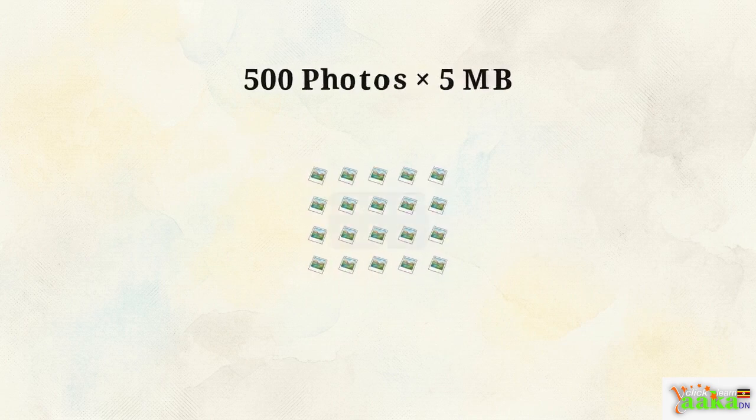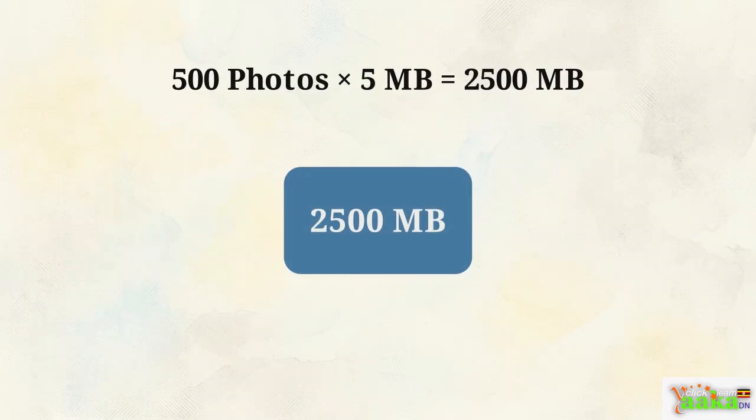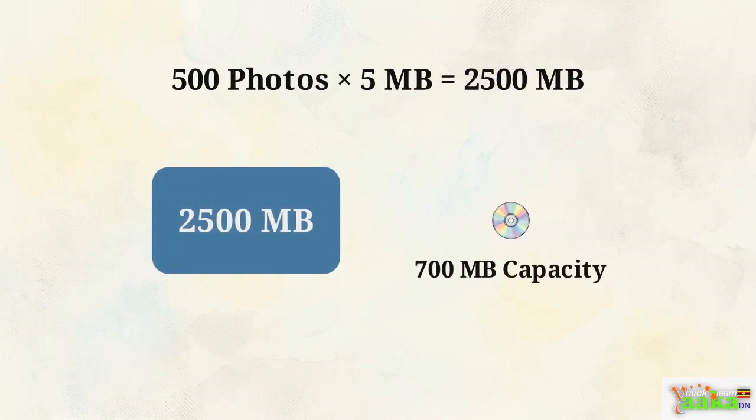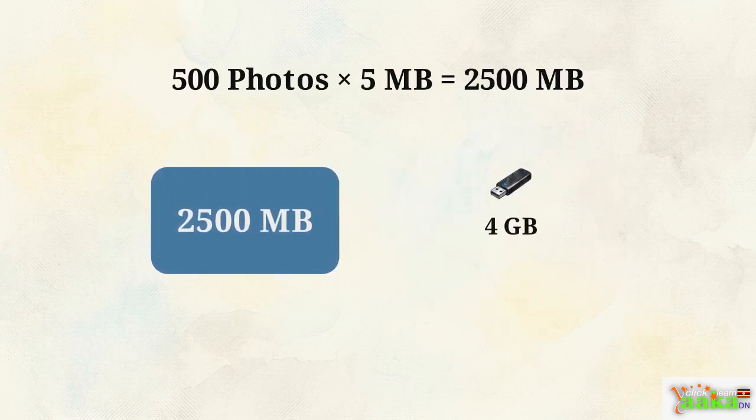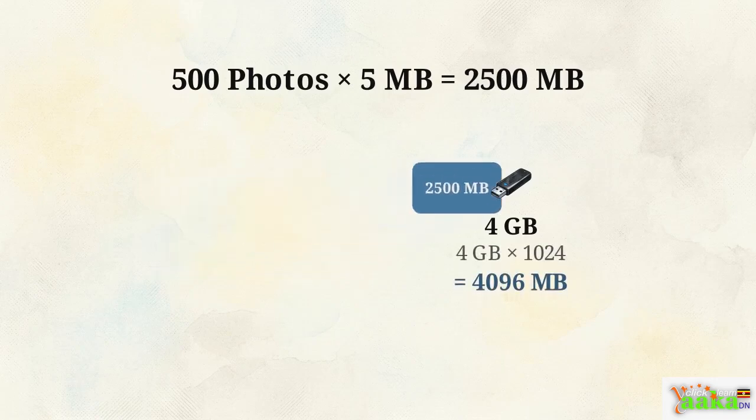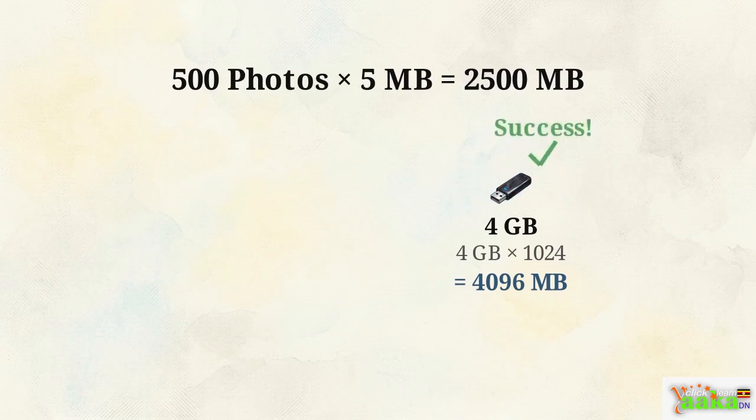As you can see in this animated calculation, 500 photos multiplied by 5 megabytes equals a total data payload of 2,500 megabytes. Because 2,500 is larger than 700, the data cannot fit and bounces off the CD. The solution is a higher capacity portable medium. A 4 gigabyte flash disk holds over 4,000 megabytes, allowing the 2,500 megabyte payload to slot inside successfully.